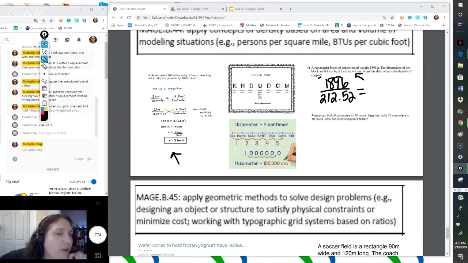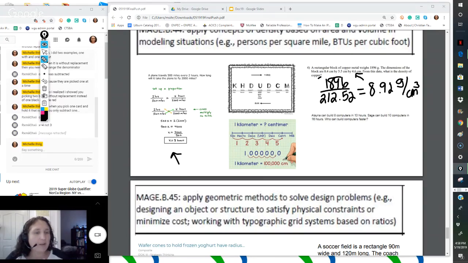Hey Google, what's 1,896 divided by 212.52? The answer is approximately 8.922. There you go. Thank you, Google. So then that's going to be grams per centimeter cubed.